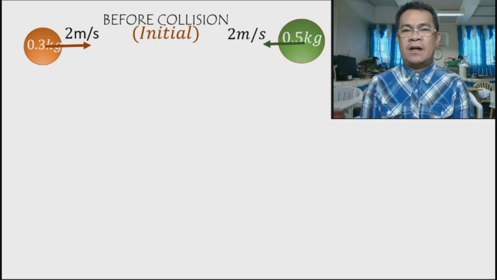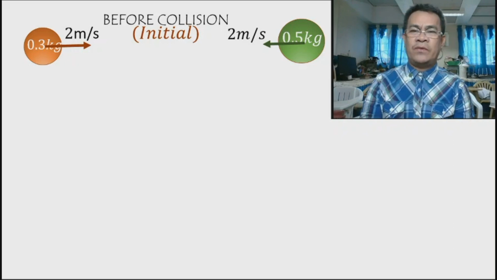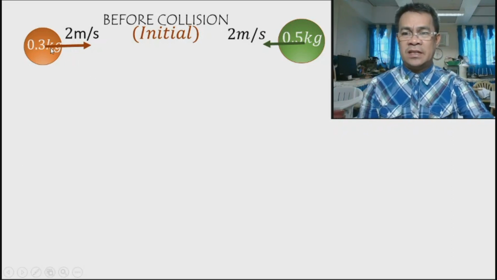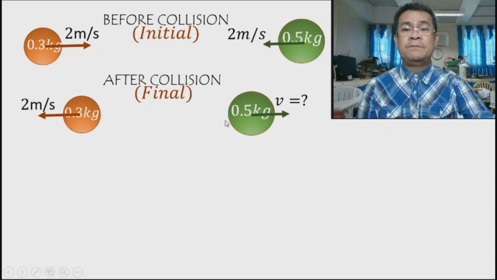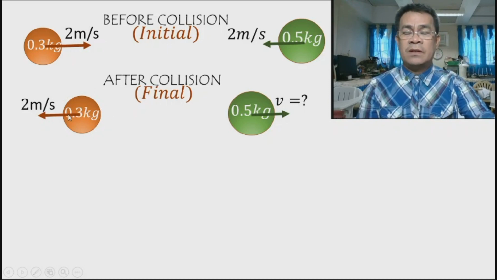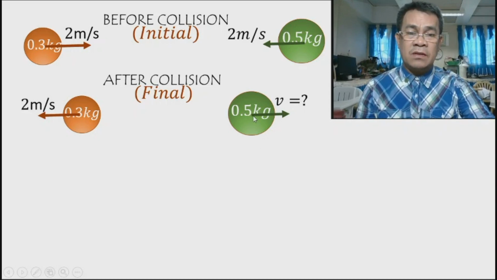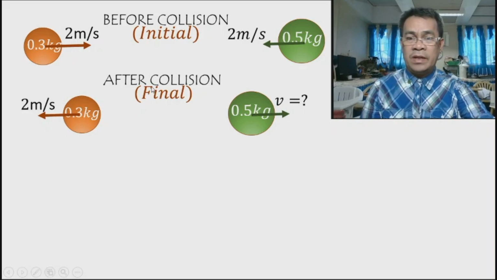Now take note that the total momentum should be conserved. So we need the initial and the final situation. In this case, the initial is the 0.3 kilogram object moving towards the right with a velocity of 2 meters per second, while the 0.5 kilogram is moving to the left with velocity 2 meters per second also. After collision, based on this problem, the point 3 object will move in the opposite direction with the same amount. Now, what will be the final velocity of the object whose mass is 0.5 kilogram? So we have the before and the after collision. Again, before is the initial and after will be the final.